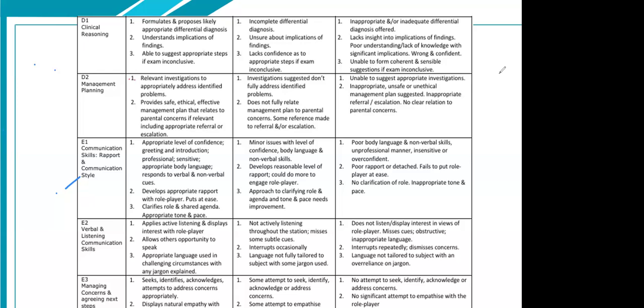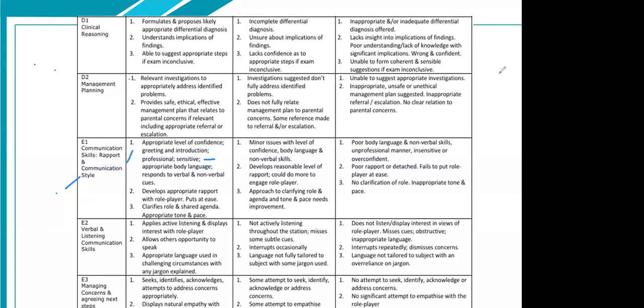So what does this include? This includes that you have an appropriate level of confidence, greeting and introduction, professional, sensitive. So you see, they have this thing that you're considerate, you're empathetic towards the patients. Appropriate body language, which means that you're not shaky, you are not stammering, you are not using a lot of your hands. Then you are responding to the verbal and non-verbal cues.